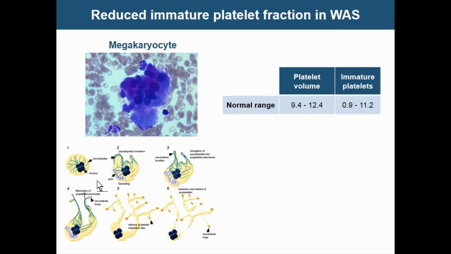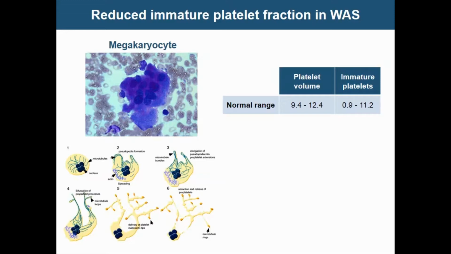The megakaryocytes, as described in this picture, are these giant cells that at some point of their differentiation fragment themselves into smaller particles, which are the platelets. This process of fragmentation is dependent on actin, and therefore, from what I told you, you can understand that this process can be altered and affected.